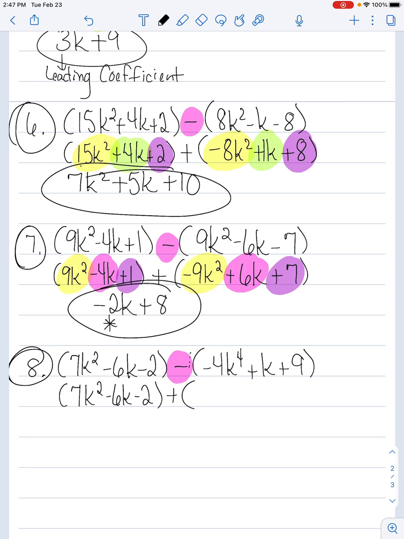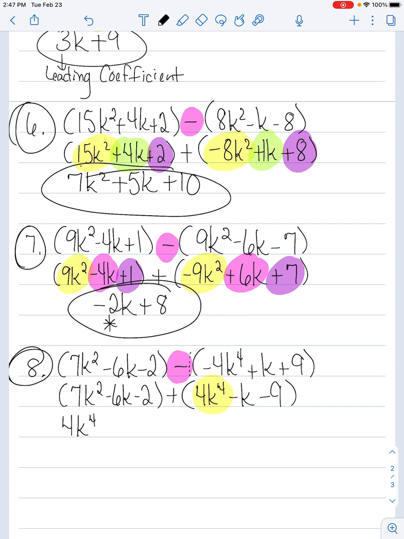I'm multiplying everything by negative 1. So negative 4k to the 4th becomes 4k to the 4th. k becomes negative k, and 9 becomes negative 9. Now I can combine my like terms. This one's a little tricky. I see a k squared, a constant, a k to the 4th term, and then k and 9. So following our rule of putting the highest exponent first, I'm going to bring down the 4k to the 4th. And that's it. I can't do anything else with that.